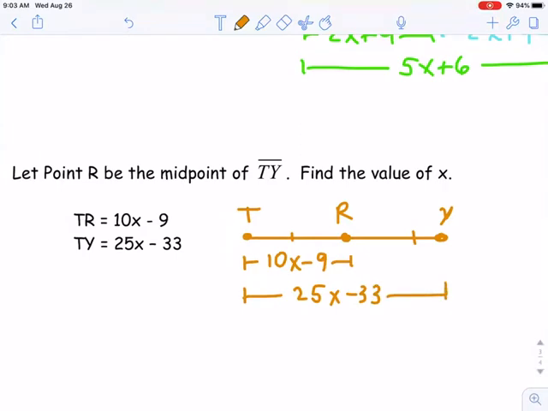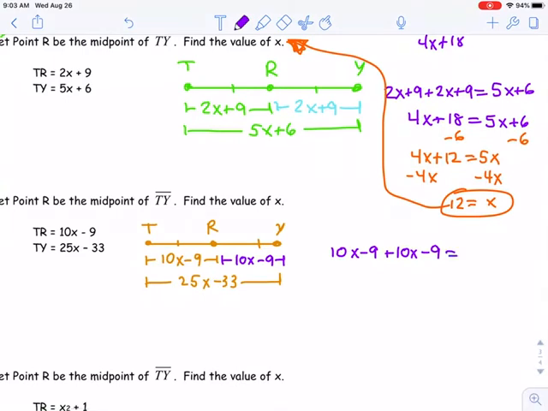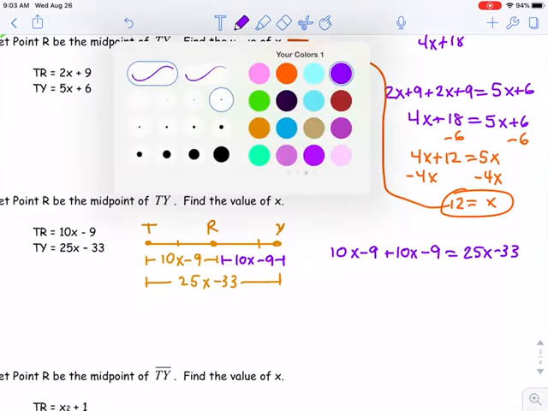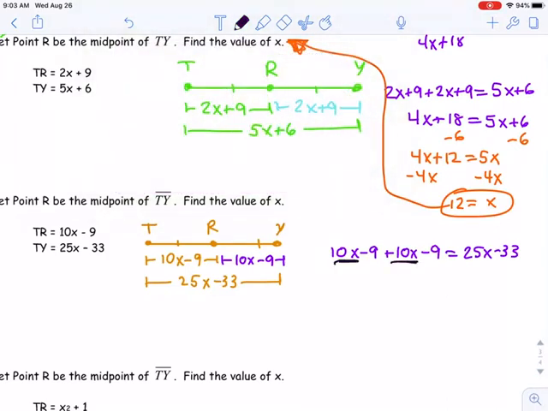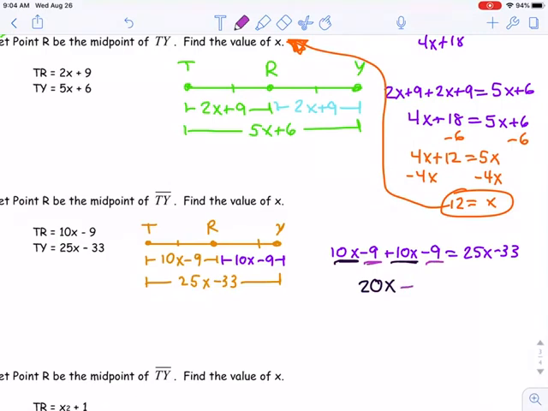All right, so we got this left side, we got the whole thing. So I'm going to say, hold up, since TR is congruent to RY, that means RY is also 10x minus 9. And in the equation I've set up, using the segment addition postulate, 10x minus 9 plus 10x minus 9 equals 25x minus 33. So simplify this left-hand side. Remember, 10x plus 10x is 20x, minus 9 minus 9 is minus 18. And then we just got this right-hand side as well.